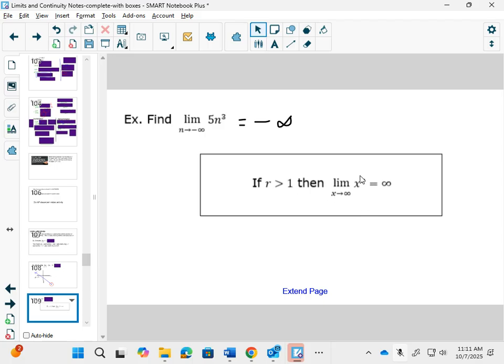If r is bigger than 1, if your exponent is bigger than 1, things are just going to get bigger and bigger and bigger.